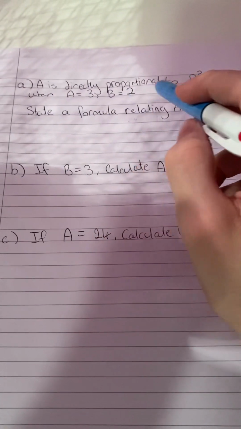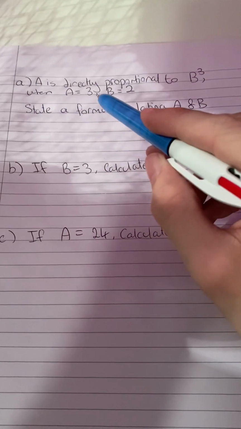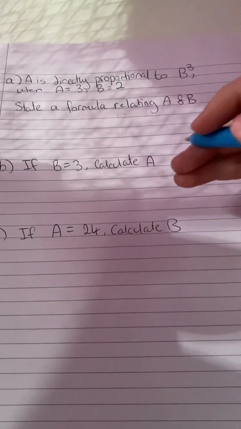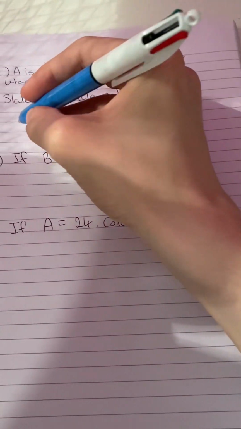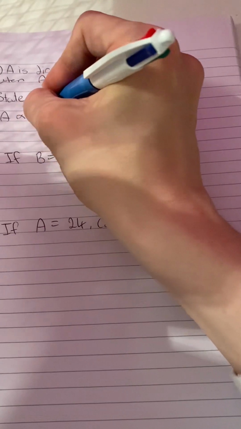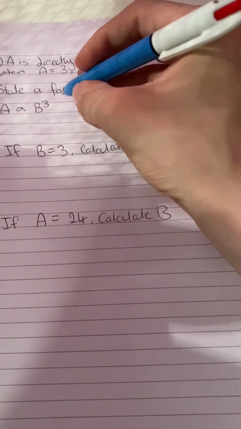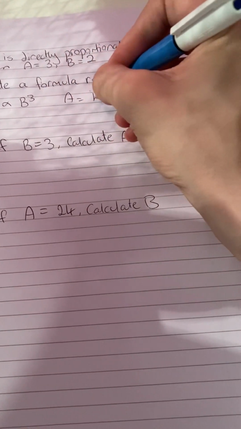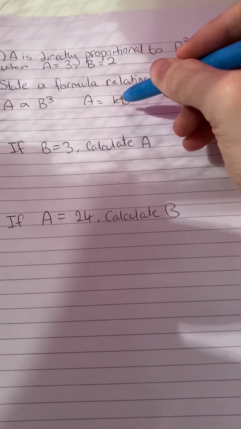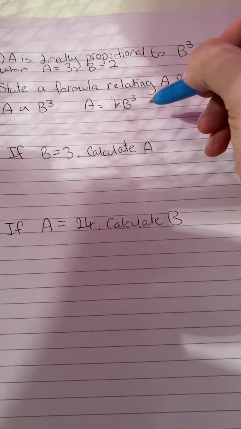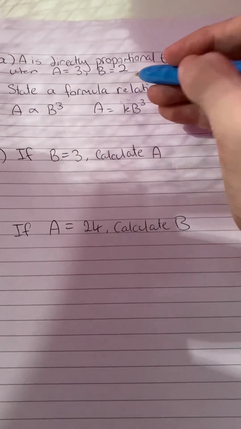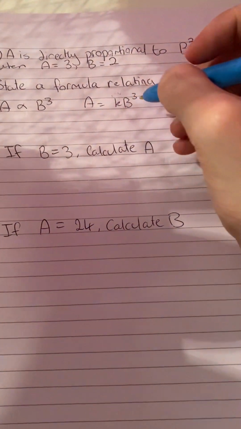A is directly proportional to B cubed. When A equals 3, B equals 2. State a formula relating A and B. From what we know previously, A is directly proportional to B cubed. So this means that A is equal to K B cubed. There's a constant of proportionality K that's linking A and B cubed. Now we're also told that when A is 3, B is 2.